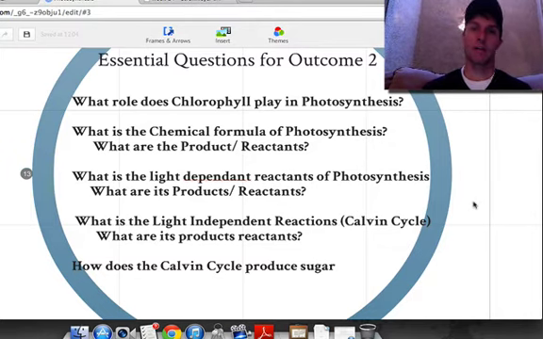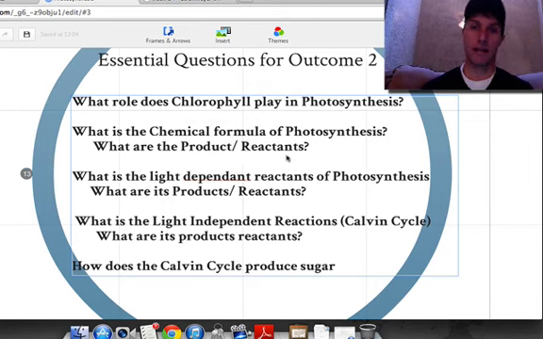What is the chemical formula of photosynthesis? Again, we take 6 CO2 plus 6 H2O and sunlight, and through a chemical process, we produce C6H12O6 plus 6 O2. You guys just have to know that. That should be able to roll off your tongues. What are the products and reactants? The products are the glucose, C6H12O6, and the oxygen. The reactants are the water, the carbon dioxide, and the sunlight.